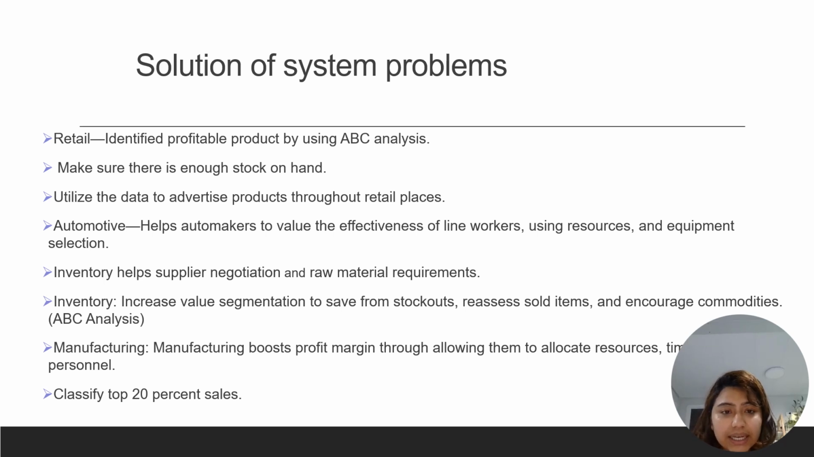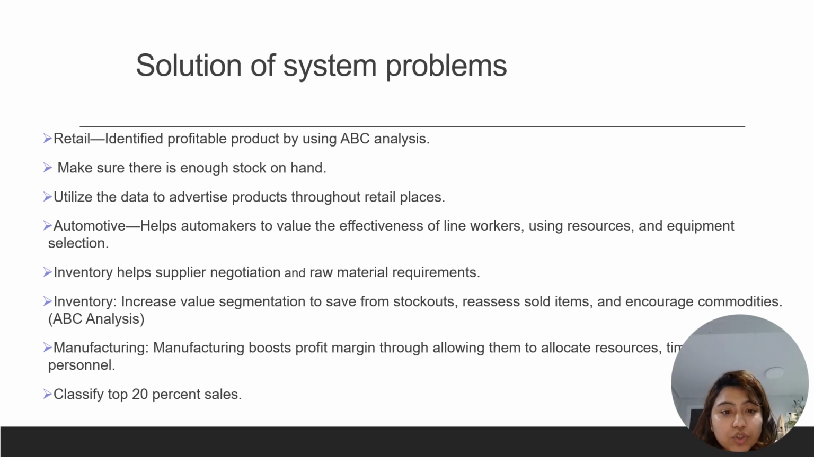So moving to the next slide, the next slide is about the solution of the problems. The ABC company has various challenges. To overcome them, they have implemented solutions in four points. One is retail. In retail, they identify profitable products by using ABC analysis. What does it mean? It means retail determines which products are more profitable for the business by using ABC analysis. Then they can make sure there is enough inventory on hand and utilize the data to advertise such products throughout the retail locations. The second one is automotive.